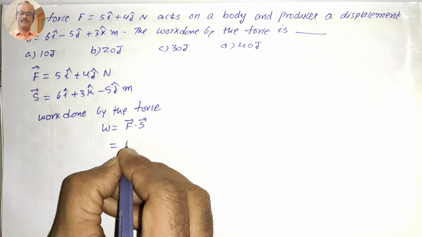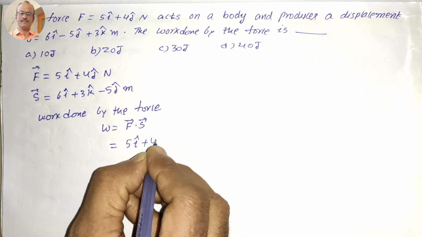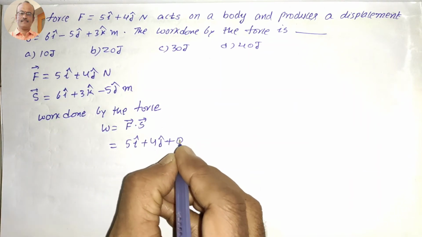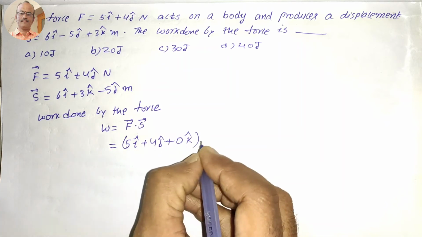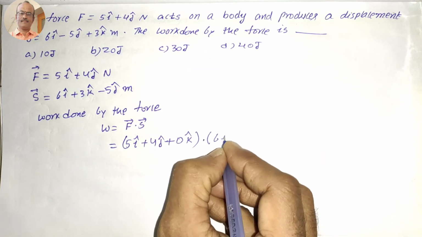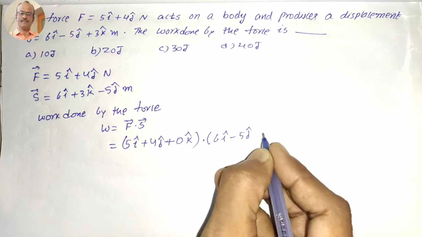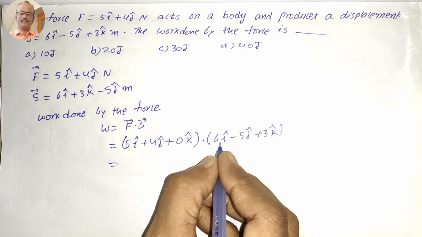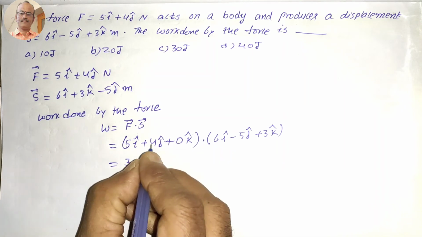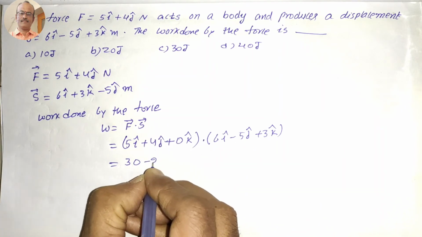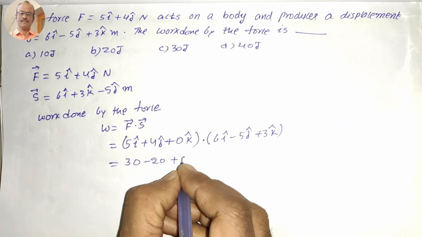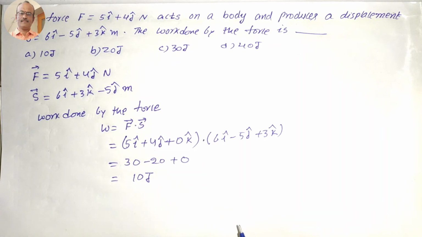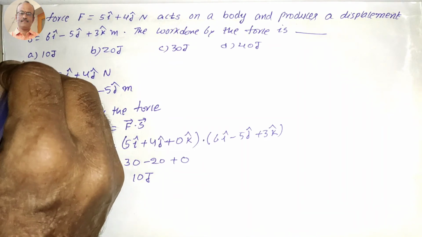So here the force is 5 i cap plus 4 j cap, but k cap is not present, so I will take 0 k cap, dot product with 6 i cap minus 5 j cap plus 3 k cap. I into I is 1, 5 times 6 is 30, 4 into minus 5 is minus 20, plus 0 into 3 is 0. So 30 minus 20 is 10. So 10 joules is the answer. Which option is correct here? Option A is correct.